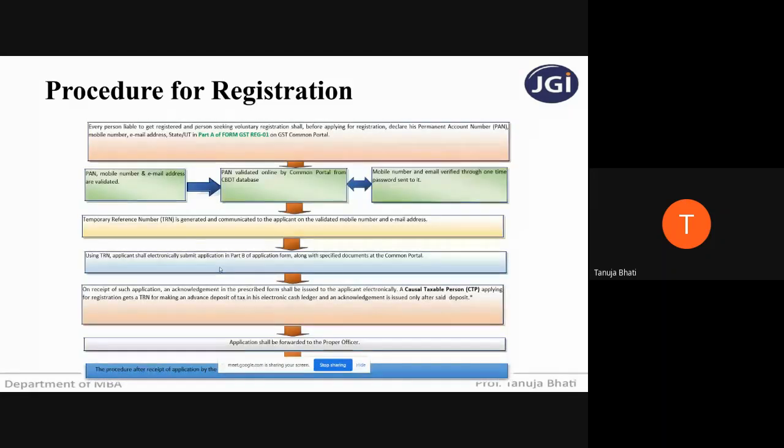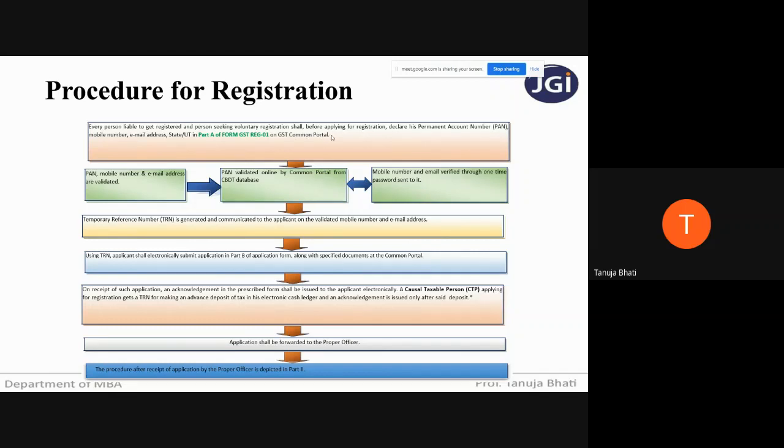Let us see what is the procedure for registration. Now, just go with the flow as I'm reading. Every person liable to get registered and persons seeking voluntary registration shall, before applying for registration, declare his PAN number, mobile number, email address, state or union territory in Part A of Form GST REG-01 on the GST Common Portal.